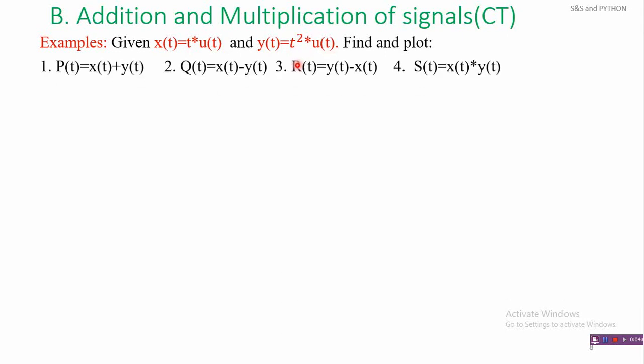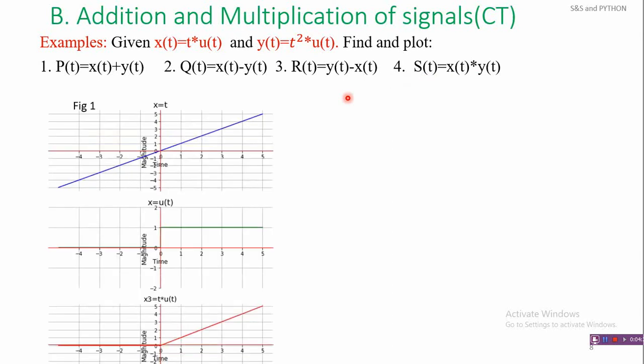The problem chosen is to find these four signals: p(t), which is the sum of the two signals x(t) and y(t); q(t), which is the difference of the second signal y(t) from the first one; r(t), which is the difference of the first signal x(t) with the second signal; and s(t), which is the product of the two signals. We have to find all these four signals.